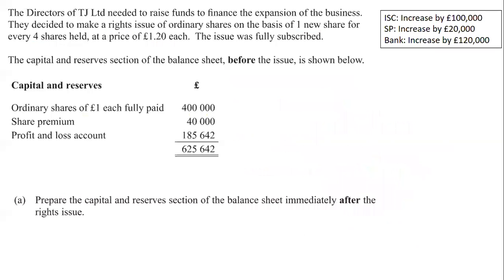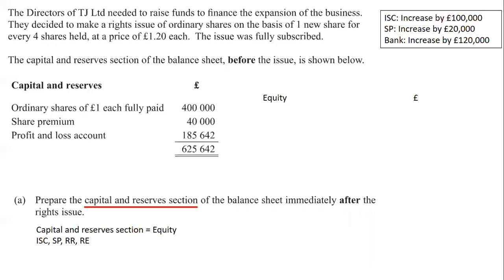Okay, now we can look at the question with that information in mind. So I'm just going to stick it in the corner. Prepare the capital and reserve section of the balance sheet, which remember means statement of financial position, immediately after the rights issue. So first of all, what does that mean? That just means the equity section. And what headings are there in the equity section? We have issued share capital, share premium, revaluation reserve, and retained earnings.